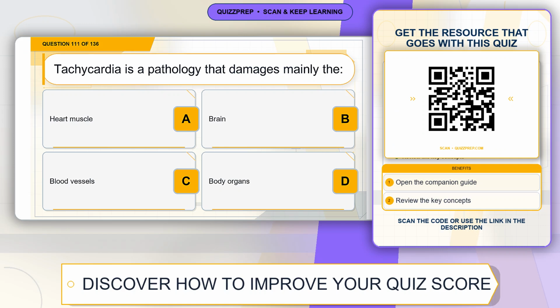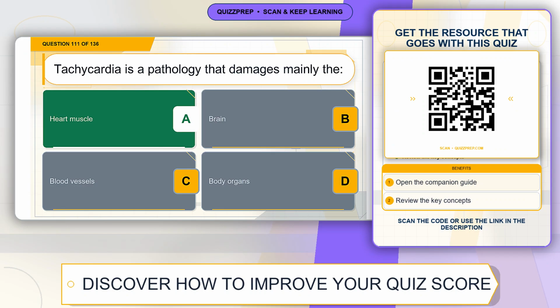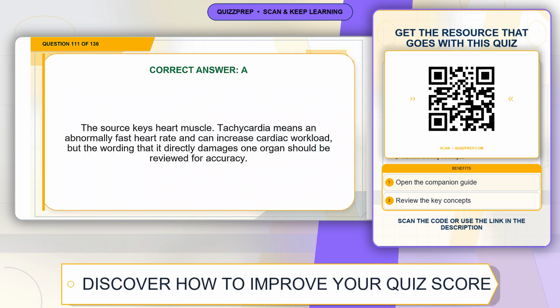Question 111. Tachycardia is a pathology that damages mainly the: Option A, heart muscle. Option B, brain. Option C, blood vessels. Option D, body organs. The correct answer is option A, heart muscle. Explanation. The source keys heart muscle.